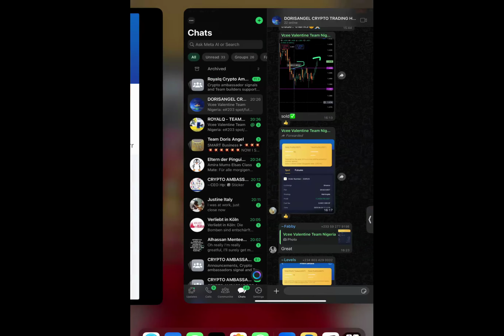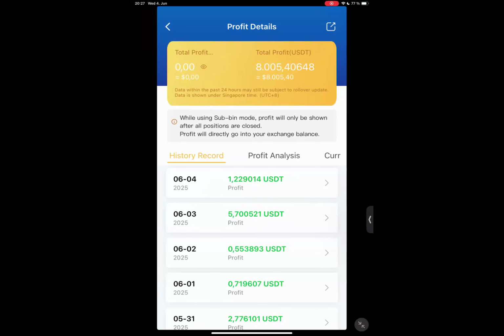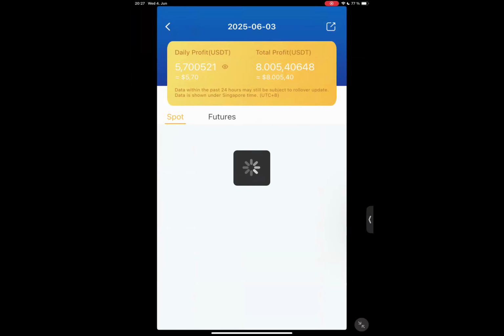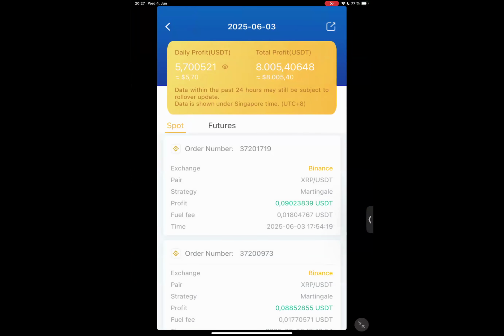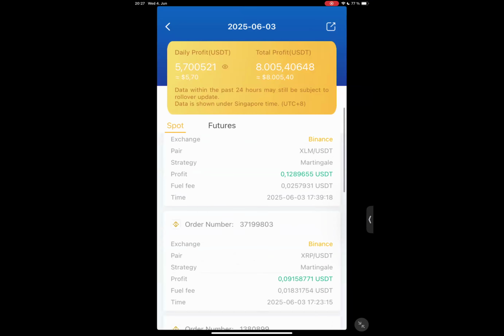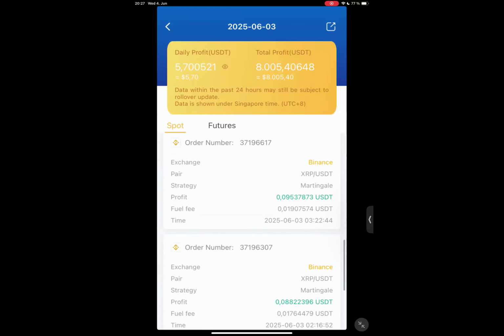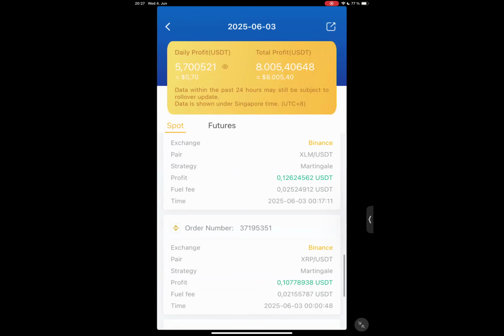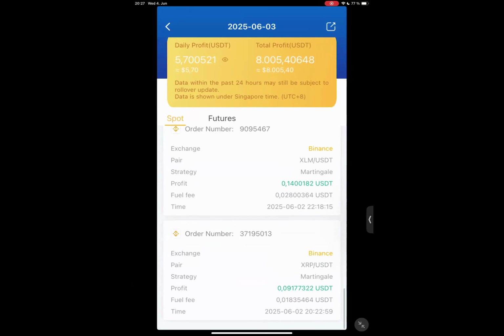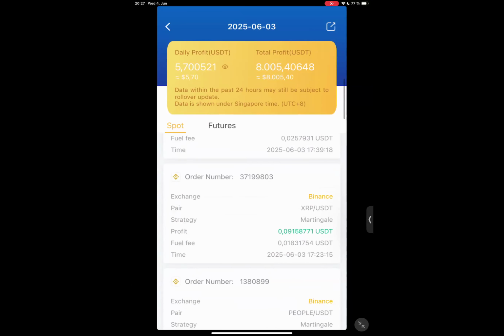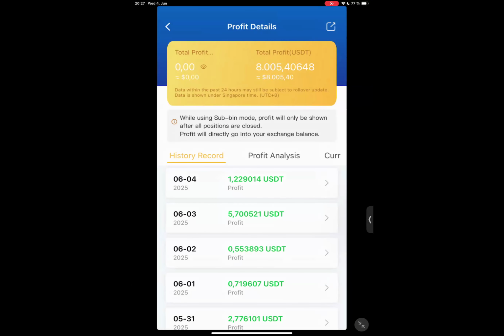Okay. Now let's go back to where we were. So this is the profit analysis. Once you tap on it, you'll be able to see the coins that gave you those profits. Okay, you can see XRP, XRP, XLM, XRP, XLM, XRP, XRP, Bonk, XLM, ARB, XRP, XRP, XLM, XLM, XRP. So all this total to be the one I just clicked on, which is the 5.7. Okay. I hope that is clear. So now do you understand profit details?